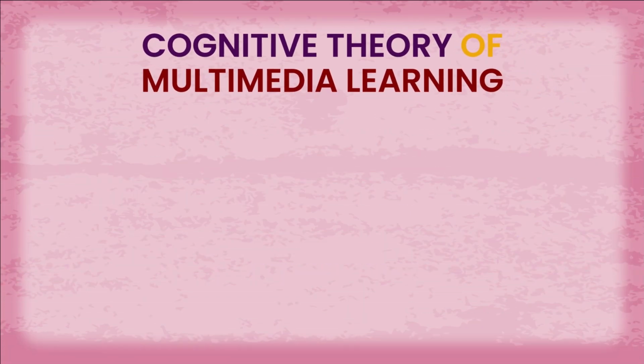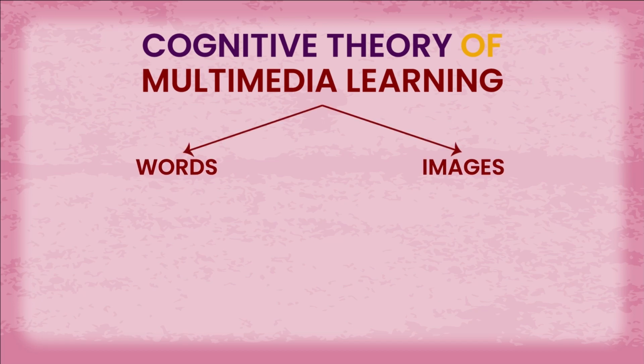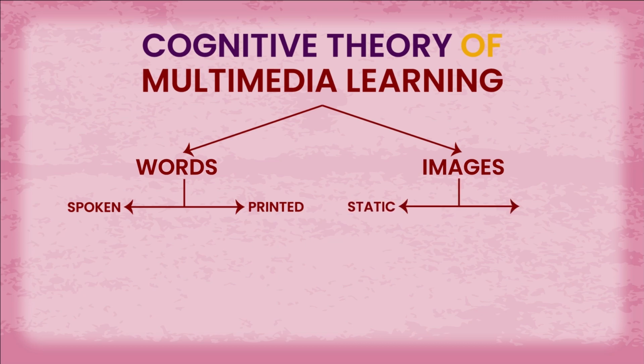Now, let's talk about CTML or Cognitive Theory of Multimedia Learning. Multimedia learning is defined as learning that involves the use of both words and images. Words in particular can be presented in either spoken, like a narration of a text, or printed, like text on a computer screen or a handout. And pictures can be presented as static, like photos and graphs, or dynamic, like animation images.